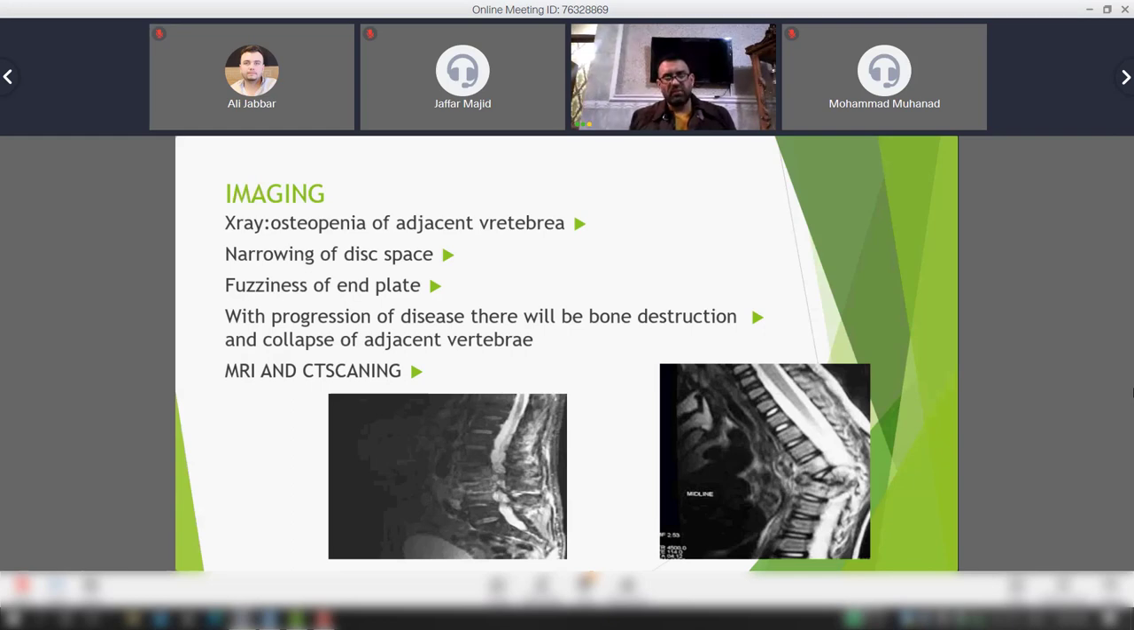There is severe destruction of the vertebra and even the adjacent vertebra, and destruction of the vertebral end plates and disc space, with sometimes compression. You can see the right picture. There is severe progression of caseation and inflammation and even pus formation, compressing the spinal cord and causing Pott's paraplegia.